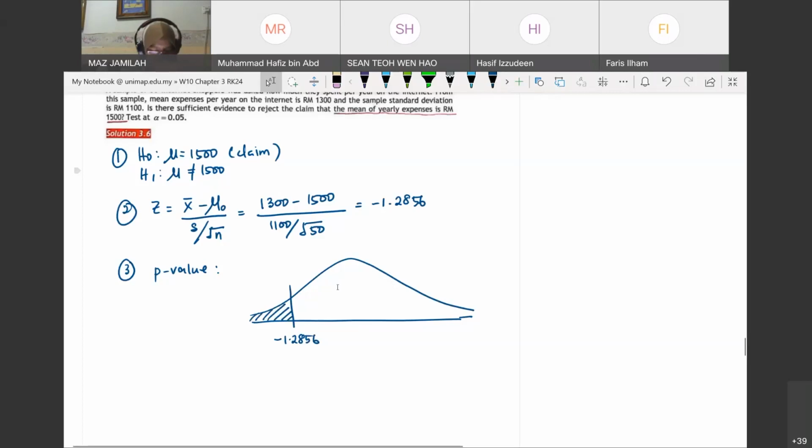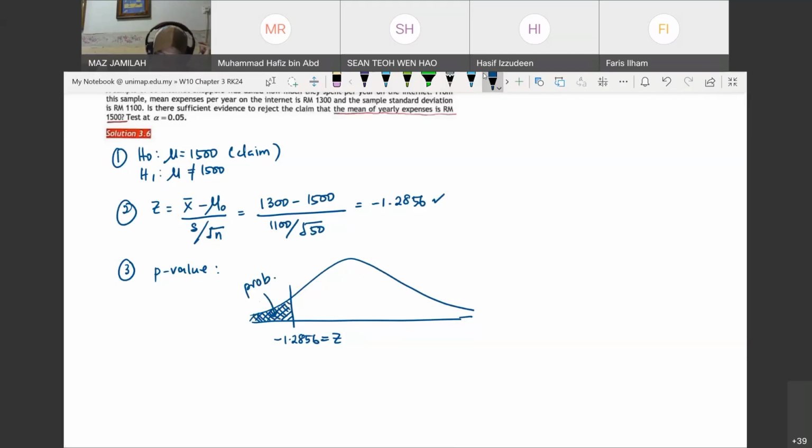Now class, how do I find my p-value? My p-value will depend on my test statistic that I got in my second step. I know that this is my Z value, and I need to know what will be the probability. Sorry, not my alpha. What will be the probability for this particular shaded area here?